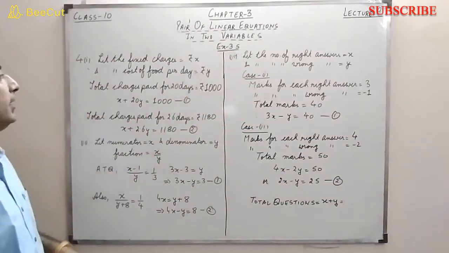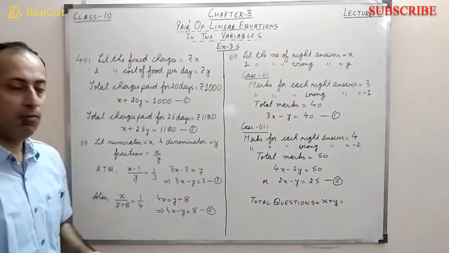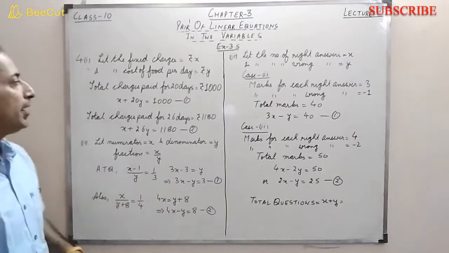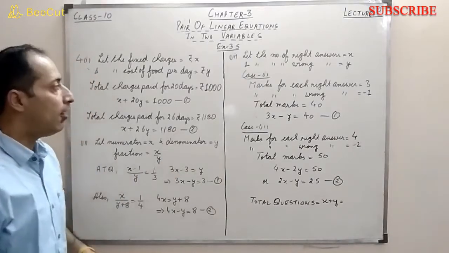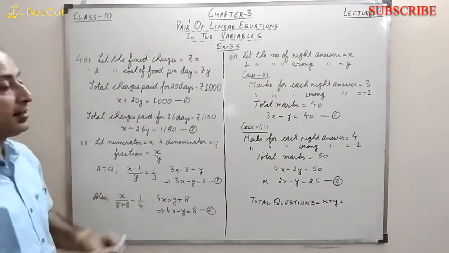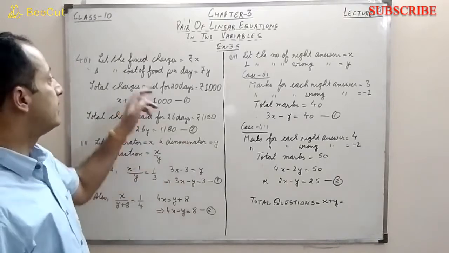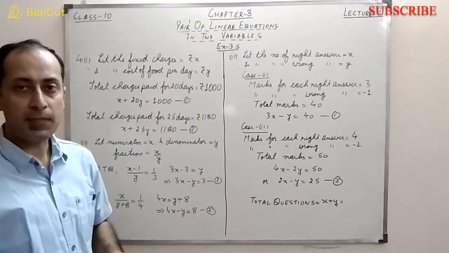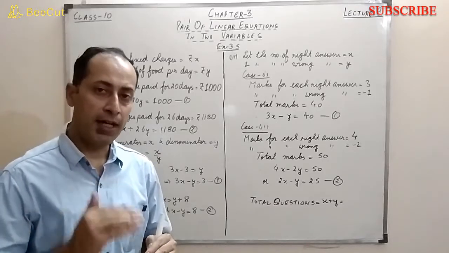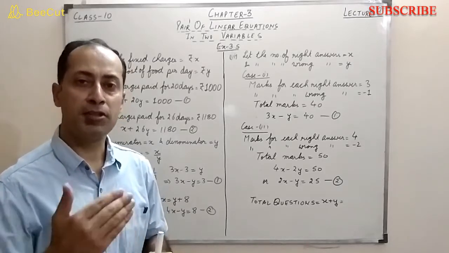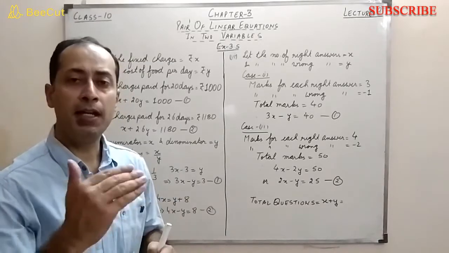So now I begin. Let the fixed charge be rupees X and the cost of food per day be rupees Y. Now what is given? Total charges paid for 20 days is rupees 1000. Now how do we form the equation? Fixed charges means fixed; there will be no change in what they have to pay. Now what else? This is the cost of food per day. Suppose the cost of food per day is rupees 50. It means for 1 day you pay 50 rupees, for 2 days you pay rupees 100, for 5 days you pay 250, for 10 days you pay 500 rupees.